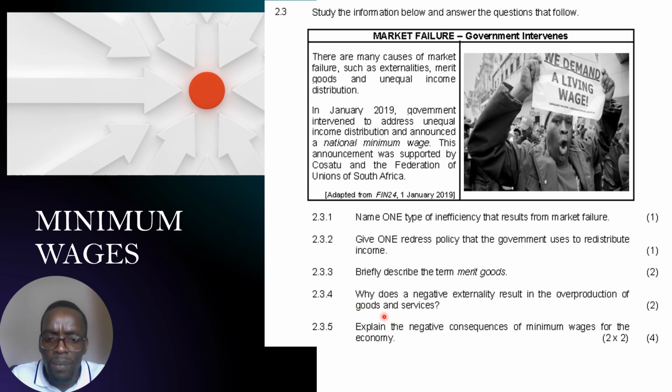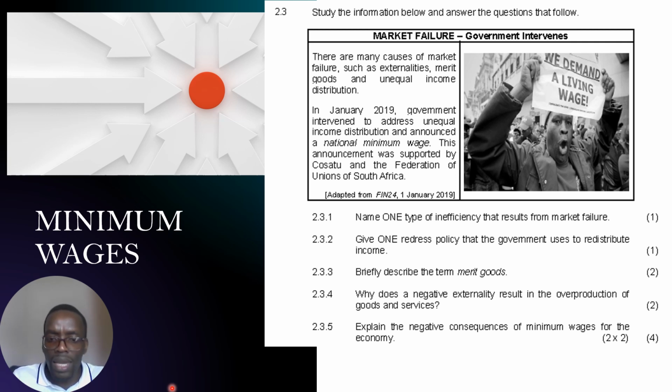Then the next one: why does a negative externality result in overproduction of goods and services? Now, what happens with the negative externality? What we have noted from the previous graph is that a negative externality tends to exclude the external cost. Because it excludes the external cost, the producers are going to produce more of those goods, because they exclude the external cost in their cost structure. So they don't look at the external cost, and there's a tendency of producers producing a lot of those goods.